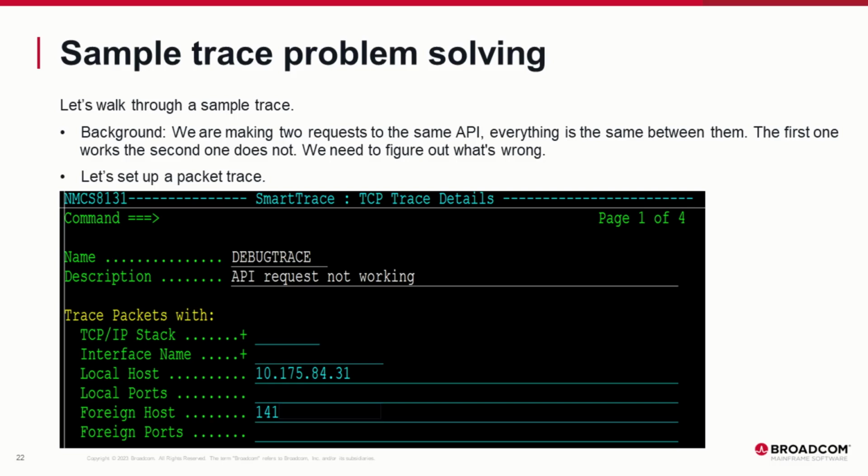So naturally, the first thing we're going to do is set up a packet trace. In this case, I know the exact hosts we're working with, so I'll specify those here so I can capture packets only for those connections I'm dealing with. I know exactly where the client and the server are in this example. So what we're going to do is start the SmartTrace, make our two requests, and then we can start debugging the packets and the traces that we have from there.